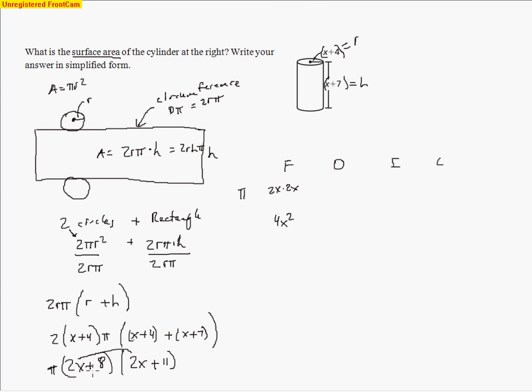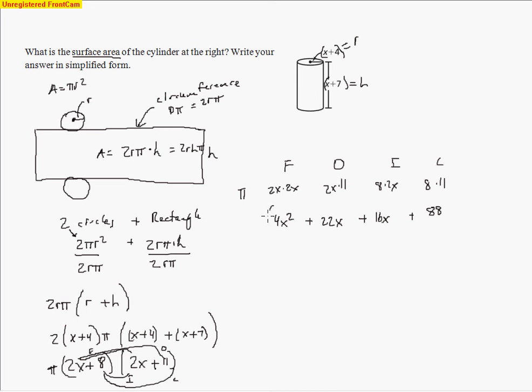Now the outside terms. Outside are 2x and 11. So I got 2x times by 11, so that makes a positive 22x. Now I have the inside, 8 times by 2x. So 8 times by 2x makes 16x, positive 16x. And the last terms, I've got 8 times 11. So 8 times by 11 makes 88.